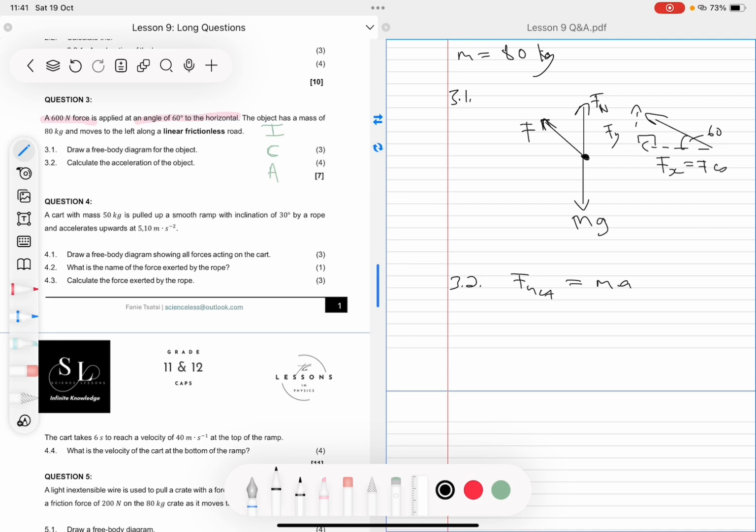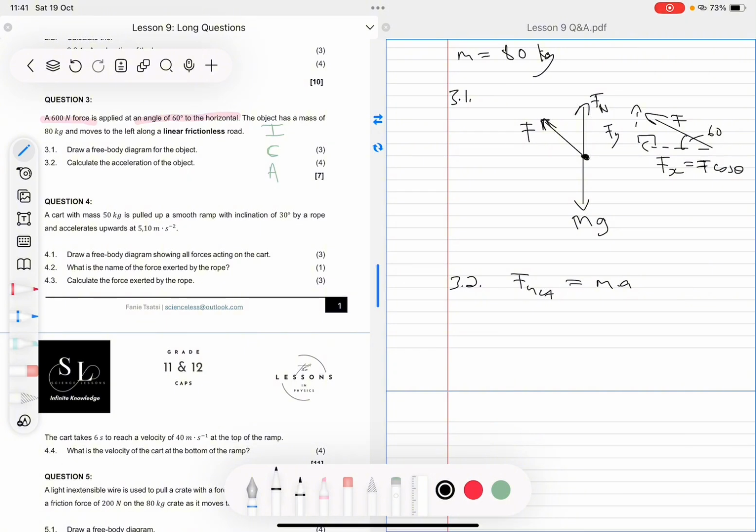F cos of theta, right, or cos of 60. Why? Because in this right angle triangle, you will say the adjacent side over the hypotenuse F. Remember, this side here is F, and then that should give you Fx is equal to F cos theta, right?